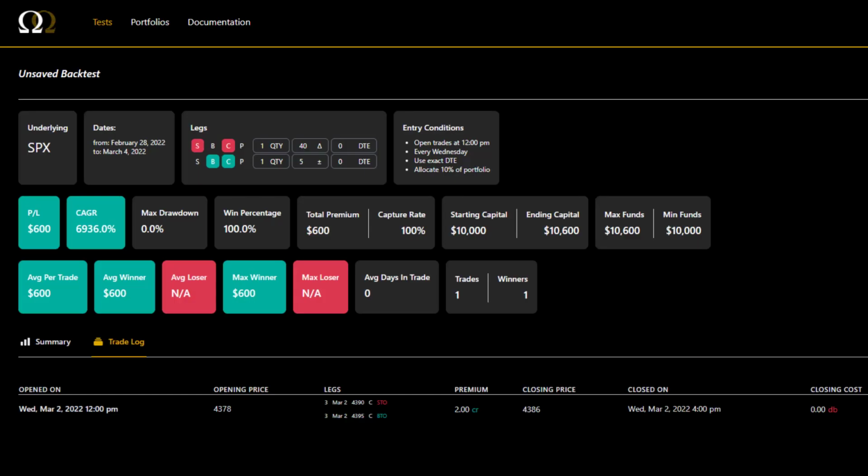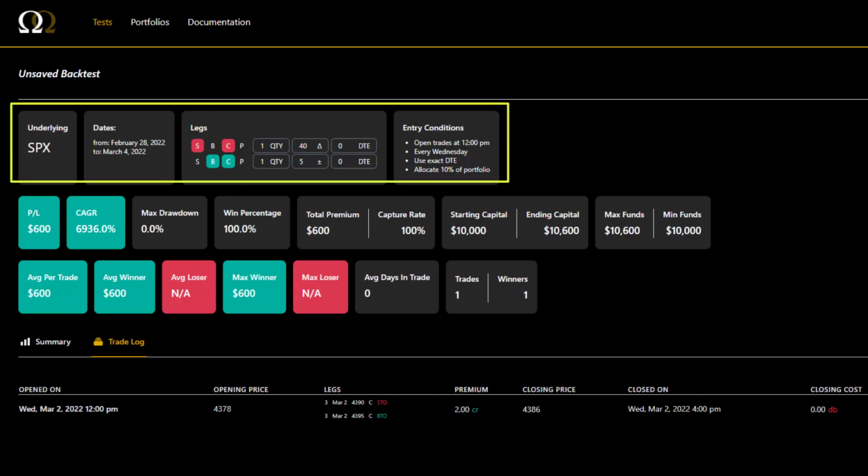All right, I have the bear call spread set up for that particular Wednesday. We're going to take that trade at noon, same day expiration or 0 DTE. We're going to sell a call that's delta 40. That's a little bit out of the money, maybe 2 or 3 strikes, and we're buying a call that's 5 higher, giving us a credit spread.